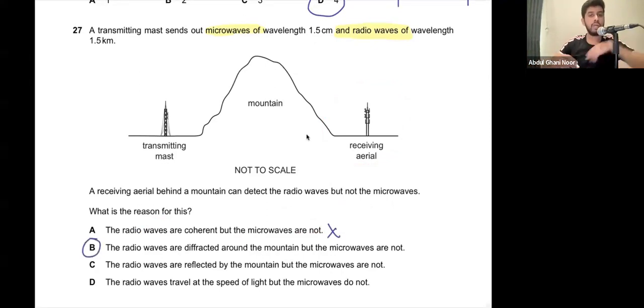Yes, because radio waves have a longer wavelength, after hitting the mountain they start to diffract. Microwaves have a shorter wavelength, when they hit the mountains, they are not diffracted. The radio waves are reflected by the mountains, but microwaves are not. No. The radio waves travel at the speed of light, but microwaves do not. Both travel at the speed of light. We know that. So the answer, therefore, is B.